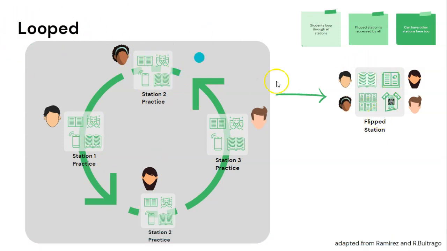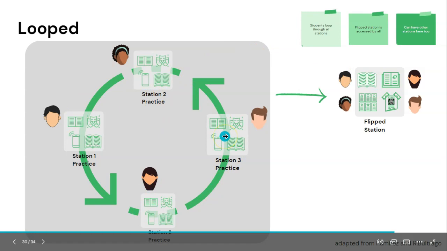If you want to use the loop configuration, having the flip station inside, maybe to present new content, they can start from the flip station and they can go around in the loop.